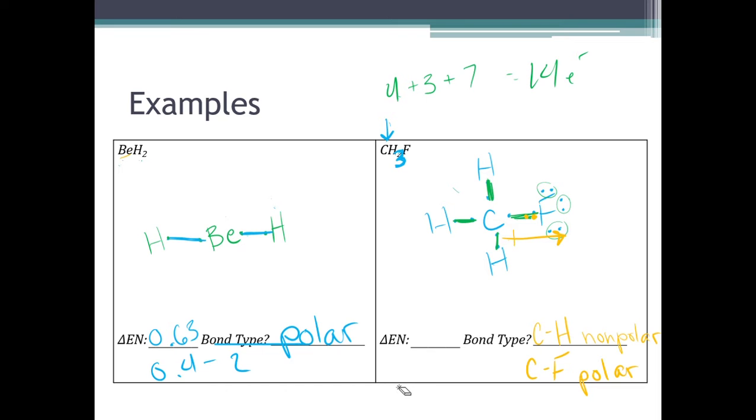So the electronegativity difference for carbon-hydrogen will be 0.35, which again fits into our nonpolar range. And carbon-fluorine is going to be 1.43, which is in your polar range. So you can have both nonpolar and polar bonds within the same molecule because each bond is strictly determined by the 2 atoms on either side of it. These hydrogens are really not affecting our carbon-fluorine bond, nor is this fluorine affecting our carbon-hydrogen bonds.